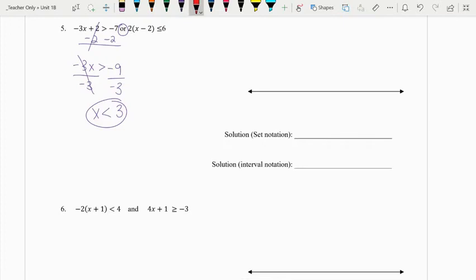On the other side, you can distribute the 2, but I'm going to divide by it first. So we're left with x minus 2 is less than or equal to 3. And then we would add 2 to both sides. We get x is less than or equal to 5.